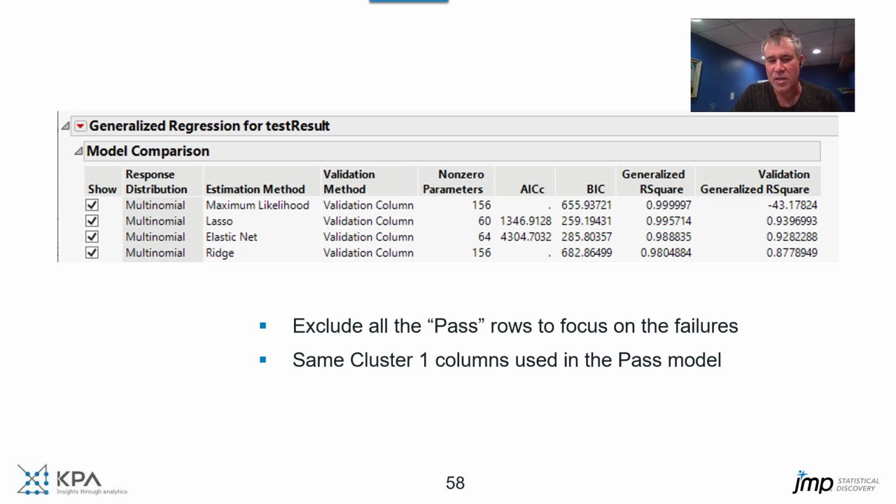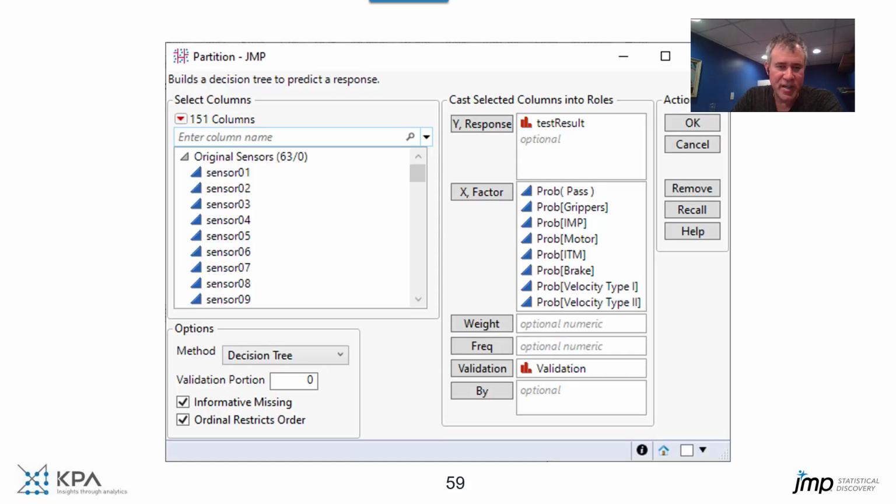I call this the partition trick. The partition trick is where I put in the probability formulas for a categorical response, or even a multinomial response. So I put those probability formulas in as X's. I use my categorical response as my Y, so this is the same response that was used for all of these, except for pass, actually. And I retain the same validation column that I've been working with the whole time.